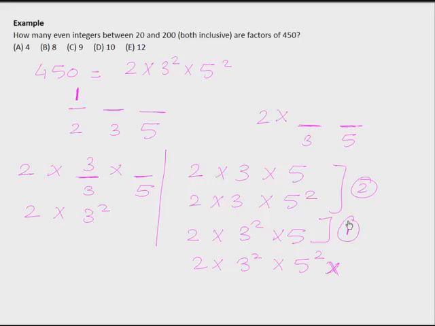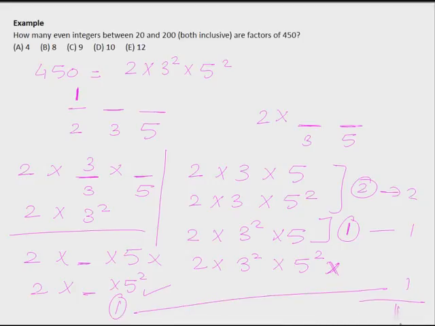And now what's left? I don't take a 3 at all. Remember, I haven't considered the cases where I don't take 3. Let's look at that case. 2 into nothing for the 3's into 5. But I can't take 2 into 5 because this is also less than 20. But I can take 2 into 5 square. This is fine. So that's my additional factor. 2 into 5 square, 50. So totally there are 2 plus 1 plus this 1, 4 factors that satisfy the conditions.